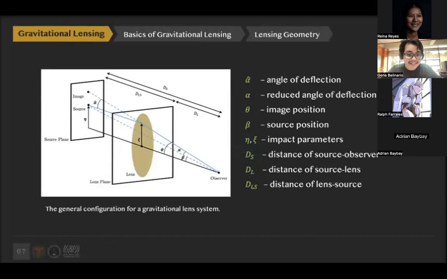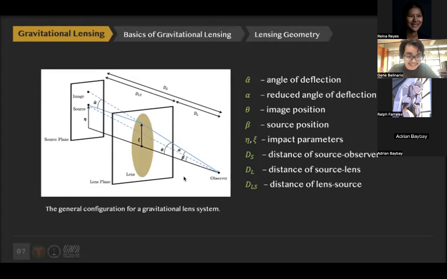Along an optical axis joining the observer and the center of the lens, we can identify a source plane and a lens plane. The lens is located on the lens plane, and the variables are as follows. This ray of light will reach the lens at impact parameter xi, and it will be deflected by an angle alpha hat, reaching the observer along the curved path, as you see here. As a result, we see the source at the angular position theta instead of its true angular position beta. This is the very foundation of gravitational lensing.